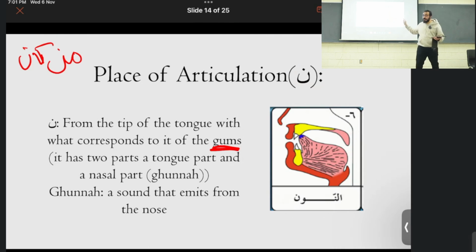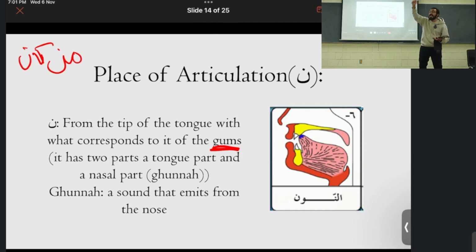I will try to find you a video. I should have done that. To actually show you when the letter is spoken, the back of this area actually goes back and closes, so the sound does not go through. Does that make sense?